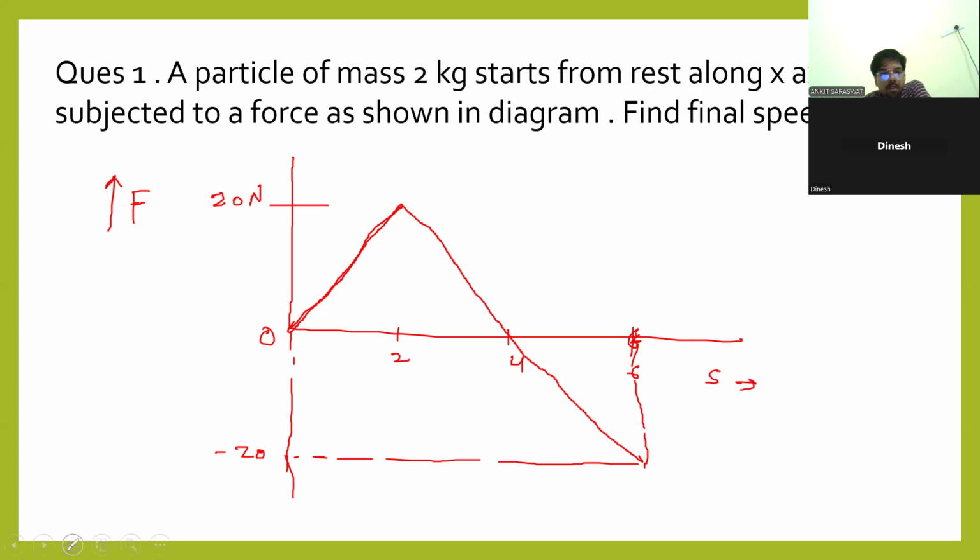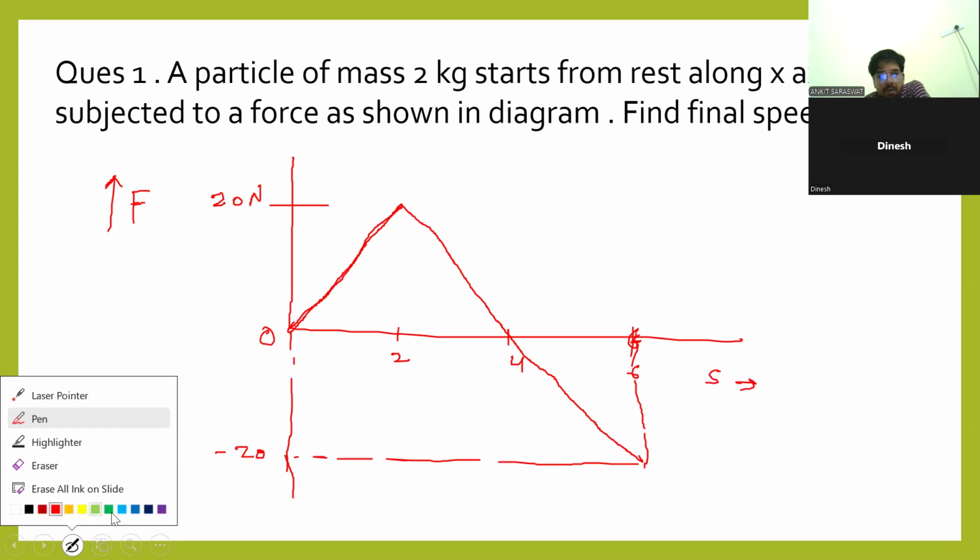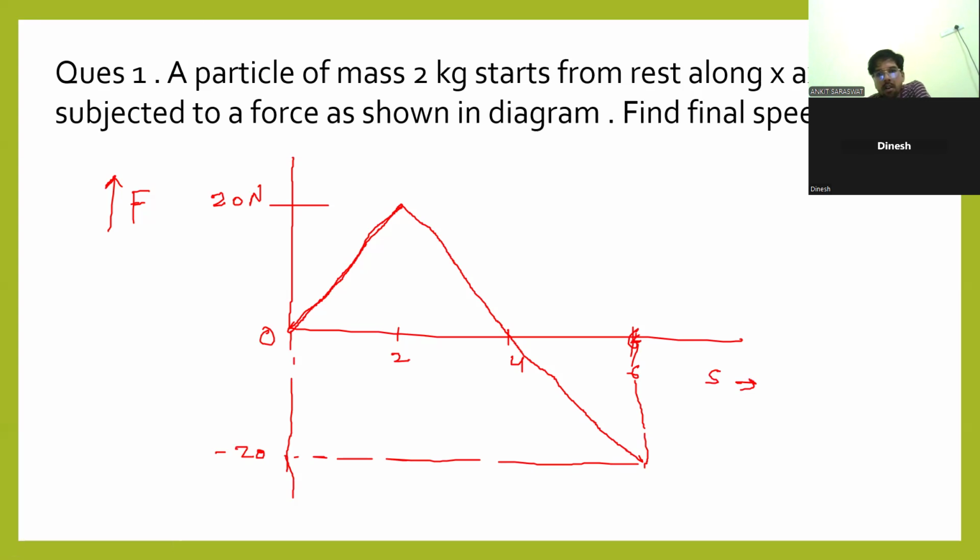So in this question, did I give you a direct value of force? No. A particle of mass 2 kg starts from rest, which means the initial velocity is 0, but there is no information about the amount of force. This force is variable. The particle moves along the x-axis, and we apply a force as shown in the diagram; this is the displacement in meters.